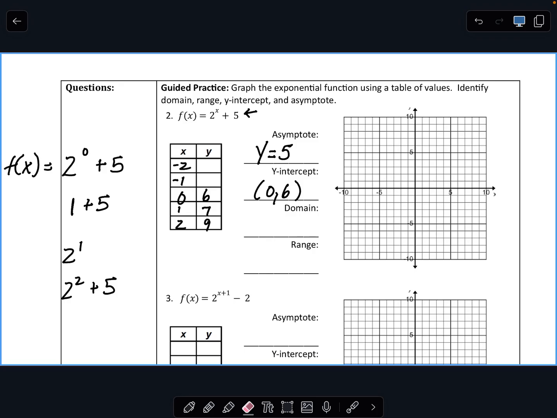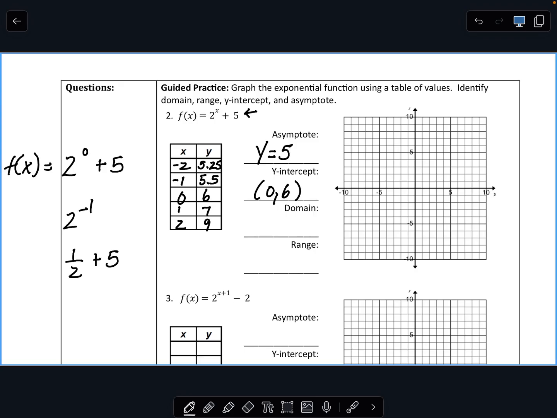Then remember when you're doing your negative exponents. So I'm going to have 2 to the -1st, which is 1/2 plus 5 would be 5.5. And then it would be 5.25. Okay.